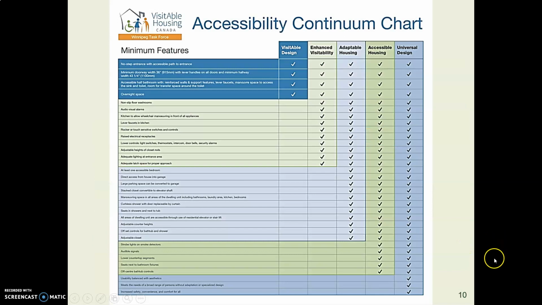Finally, this is just a matrix of accessibility features from Visitable Housing Canada that I stick in here so you can see. Here listed on the left are some strategies that you can use in your building, and then a check mark showing is it visitable, or at the maximum, is it universal design, which is our goal.